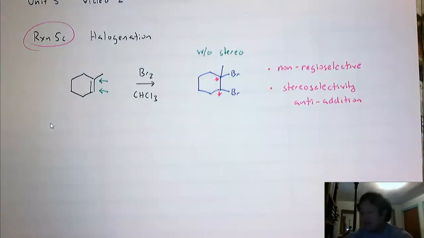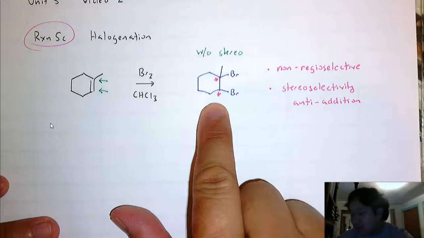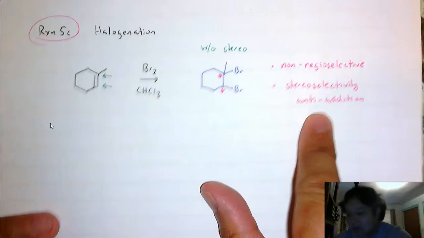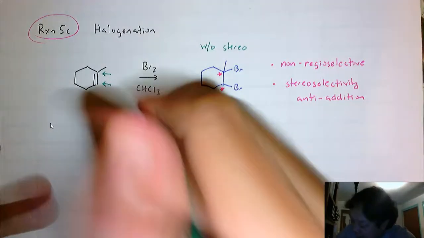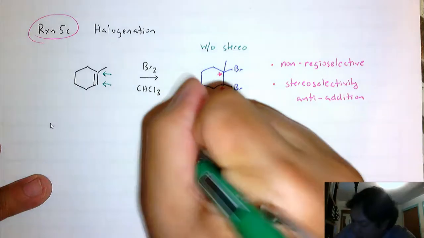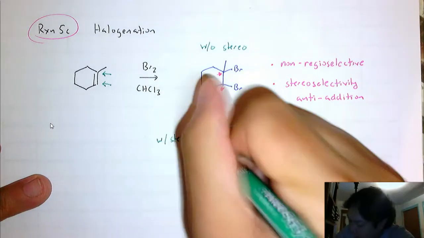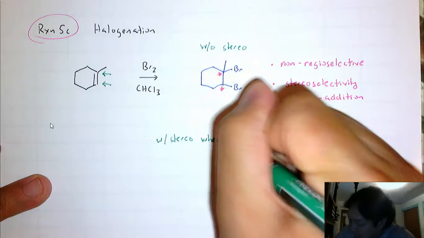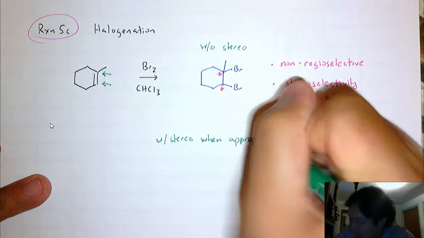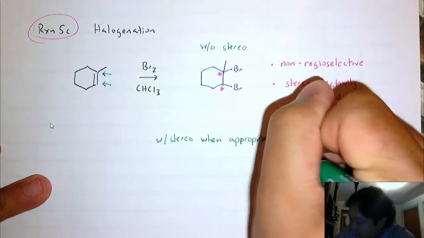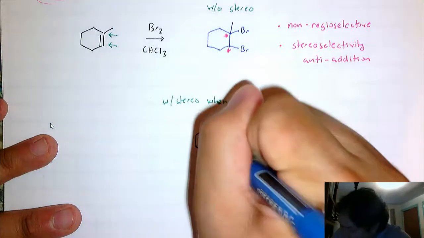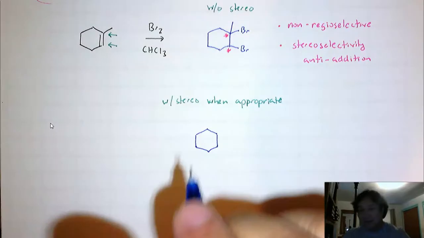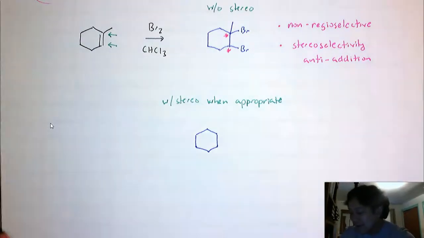And because we have chiral carbons, and because there's stereoselectivity, we are going to have to worry about wedges and dashes. If I ask you, with stereo, when appropriate. It's appropriate only when you have chiral carbons. So check this out. We have this.